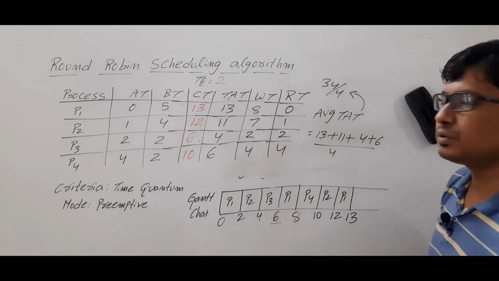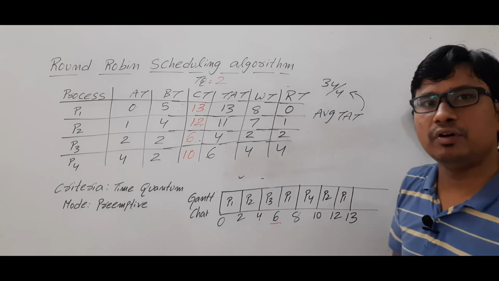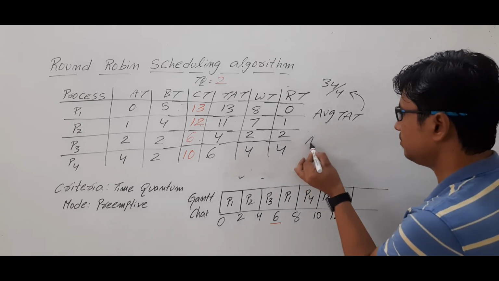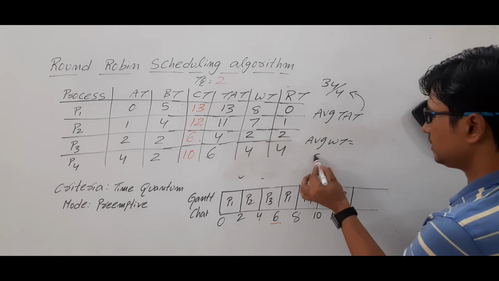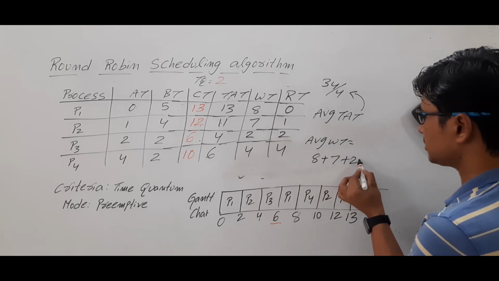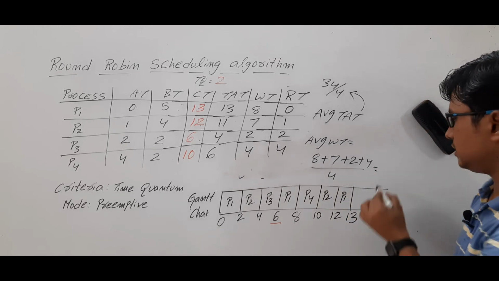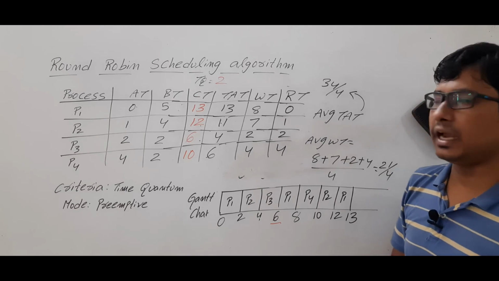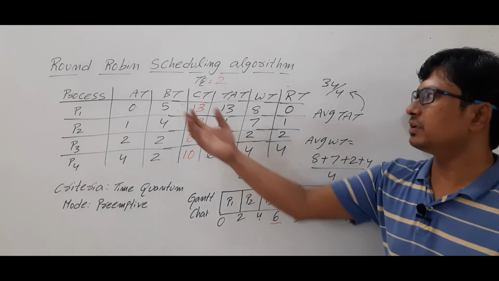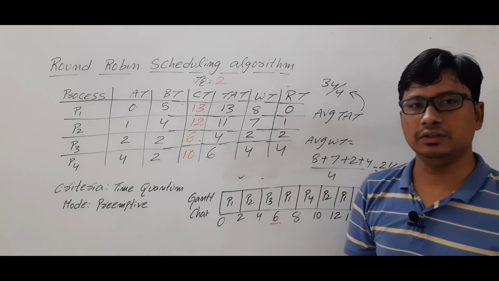Similarly, let me compute the average waiting time. Average waiting time is the sum of all the process waiting times divided by the number of processes, which is 8 plus 7 plus 2 plus 4 by 4, which is 15 plus 6 is 21 by 4. So this is the average waiting time and average turnaround time for the given question for a time quantum of 2 for the round robin scheduling algorithm.